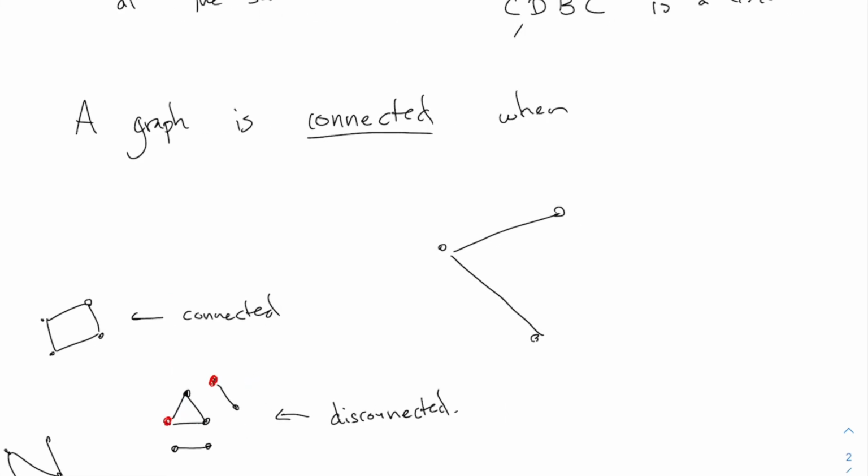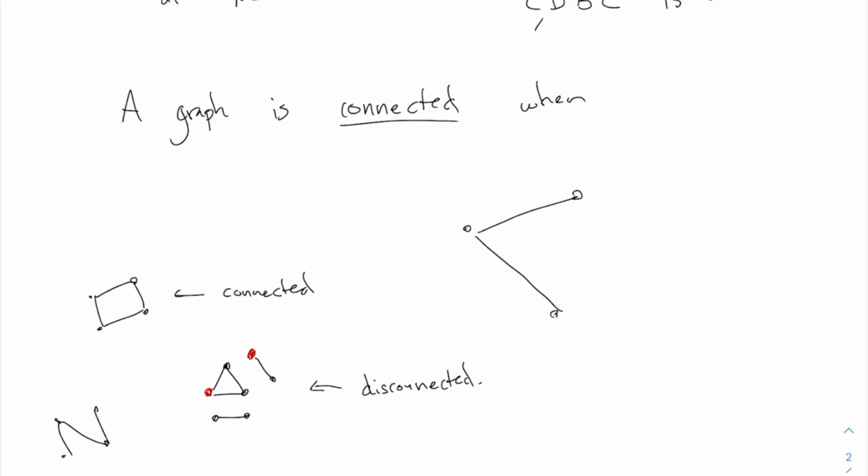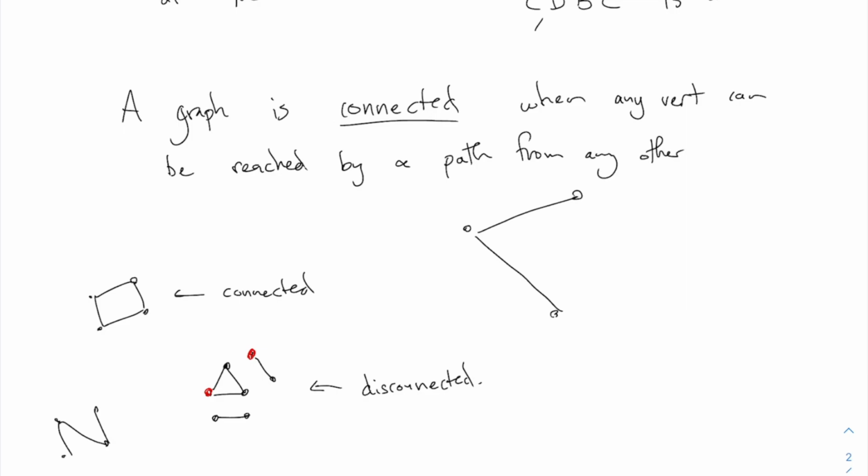This is not an obvious definition, although once I say it, I hope that it makes sense to everybody. A graph is connected when any vertex can be reached by a path from any other vertex. All right, that's the true definition of connected without using any words about pieces or anything like that. It's really all about paths in the graph. It's not a hard definition, but it's not obvious how to come up with that as a basic concept.